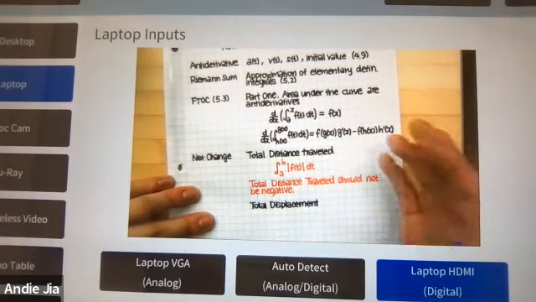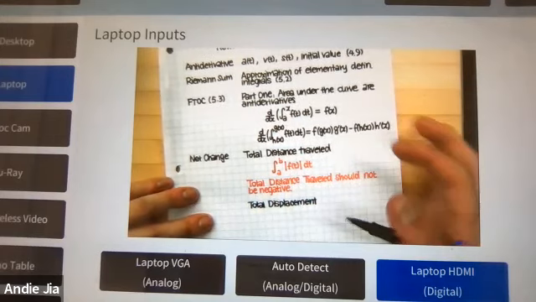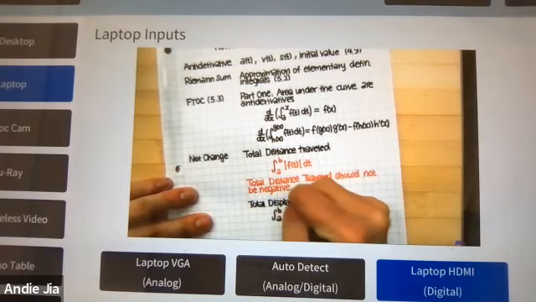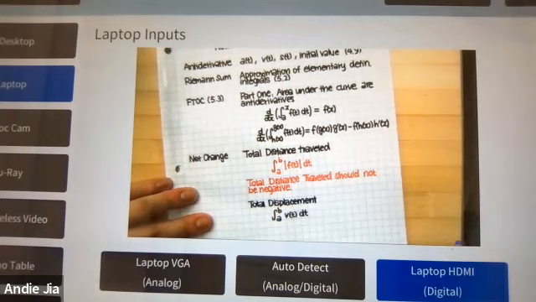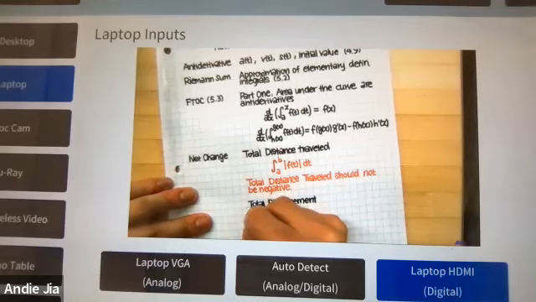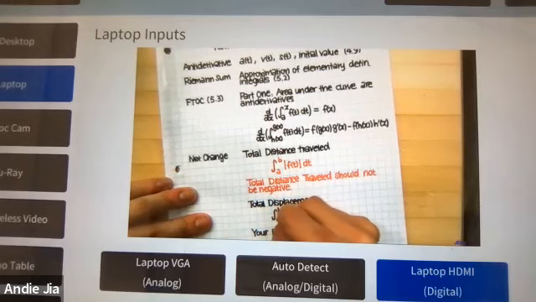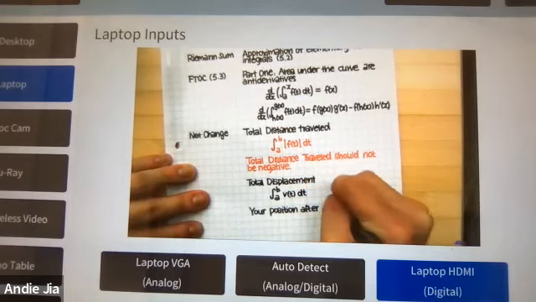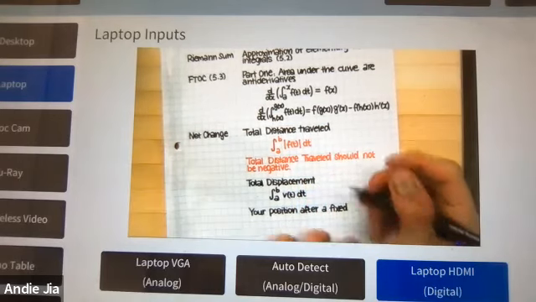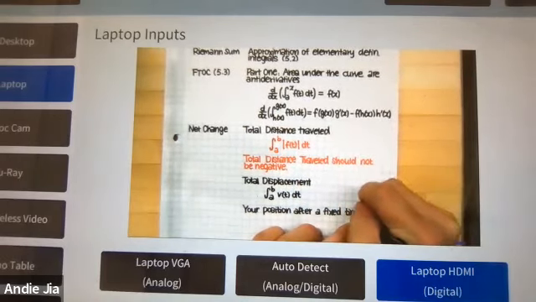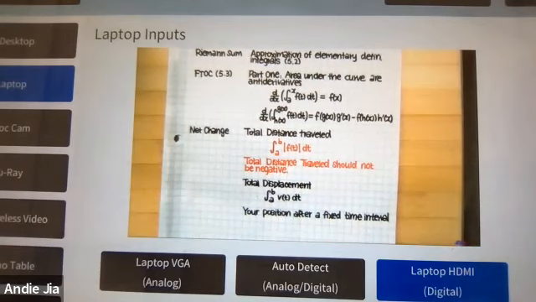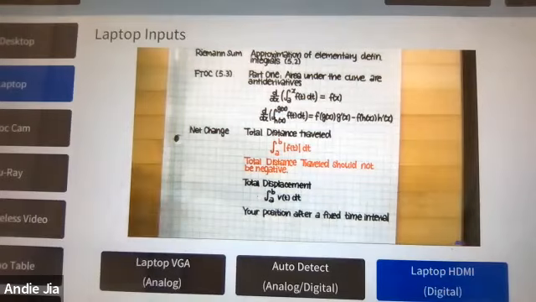Your position, not total distance moved, is just the same as your position after a fixed period of time, a fixed time interval. And this is all 5.4.